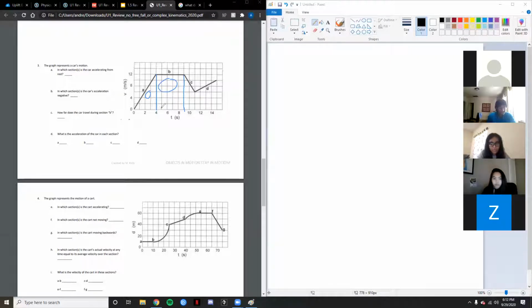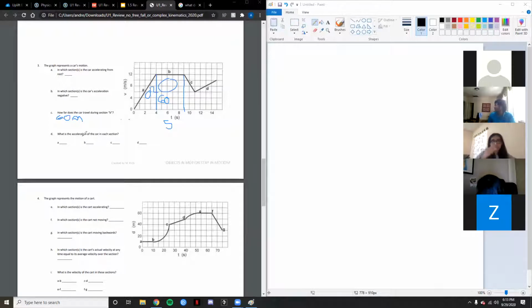It goes from 4 to 9. So that's 5. 1, 2, 3, 4, yeah, that's 5. And it goes up 12, so the height's 12. So 5 times 12 is 60. So 60 is the distance it travels in section B. 60 meters would be the answer. That's how you would do that.